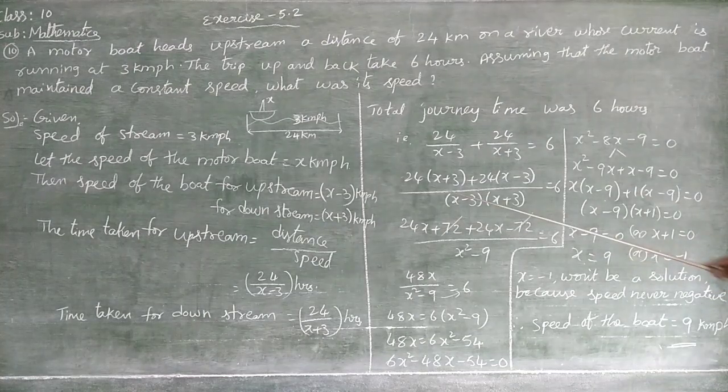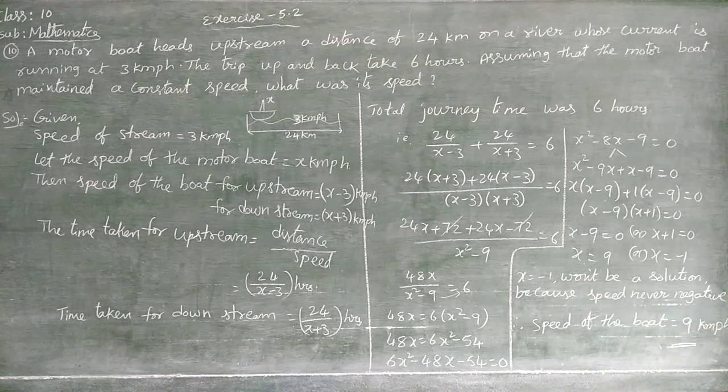So, do the multiplication. 24 into x, 24x, 24 3s are 72; 24x, 24 3s are 72, plus into minus, minus 72. Plus 72 and minus 72 will cancel. 24x plus 24x is 48x. The denominator is in the form of a minus b times a plus b, which is equal to a square minus b square. That is x square minus 3 square. 3 square is nothing but 3 into 3, that is 9. X square minus 9. So 48x by x square minus 9 equal to 6.